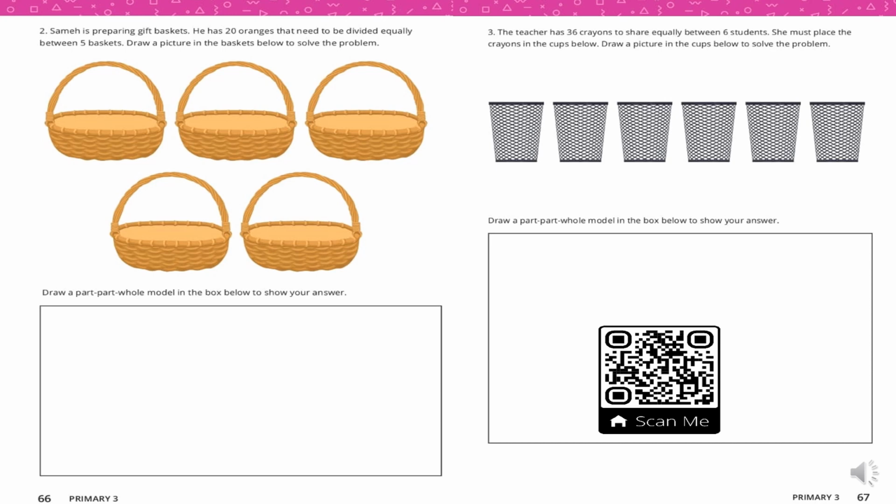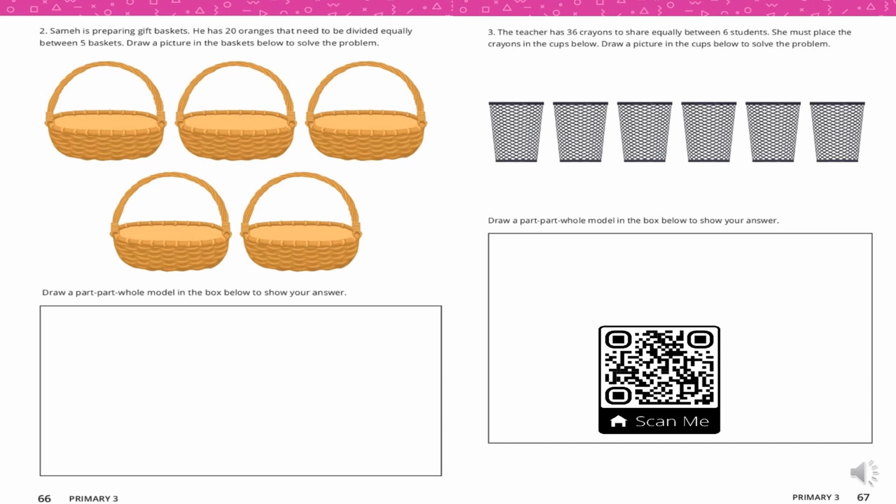Samah is preparing gift baskets. He has 20 oranges that need to be divided equally between 5 baskets. So we will divide 20 oranges equally between 5 baskets. So each basket will take what? 20 divided by 5.